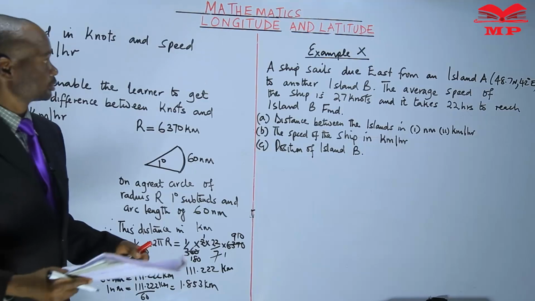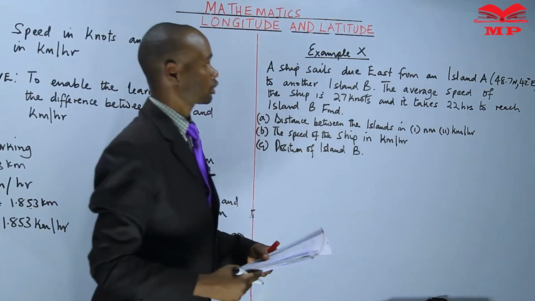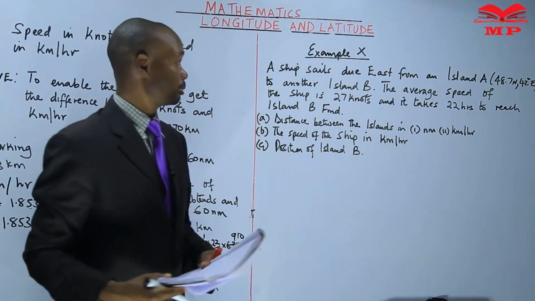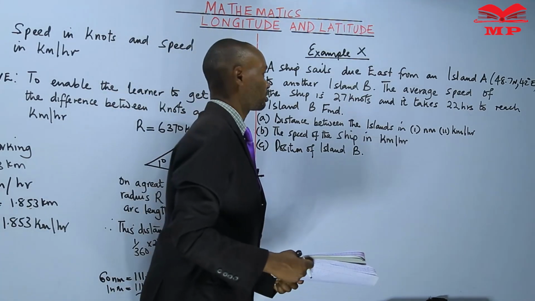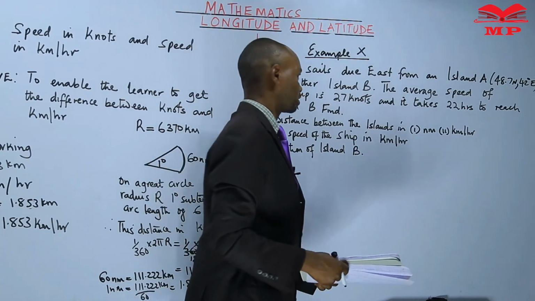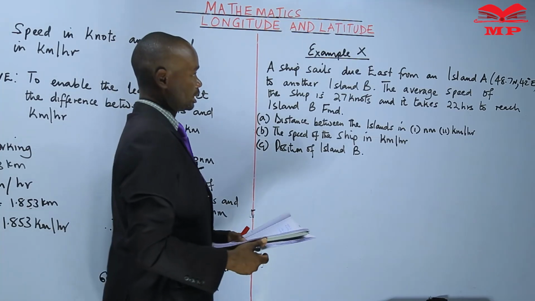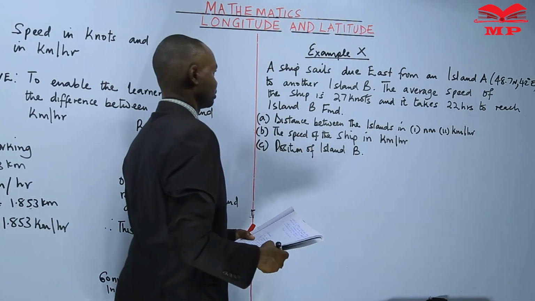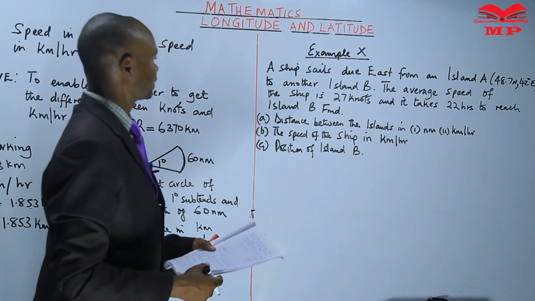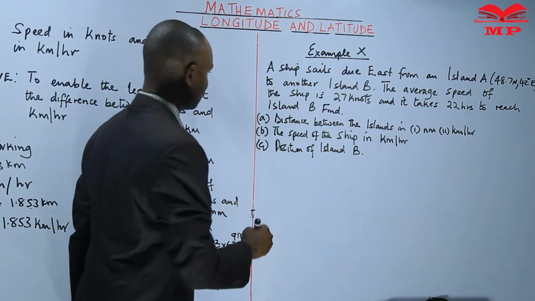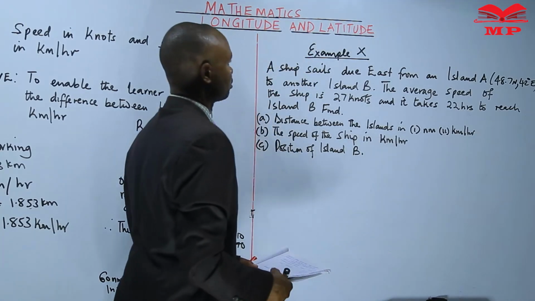So learner, that is the question. A ship sails due east from an island A, 48 degrees north, 42 degrees, to another island B. The average speed of the ship is 27 knots, 27 nautical miles per hour, and it takes 22 hours to reach island B. Find A, the distance between the islands in nautical miles and in kilometers, B, the speed of the ship in kilometers per hour, and C, the position of island B. In short, they are asking you for that.